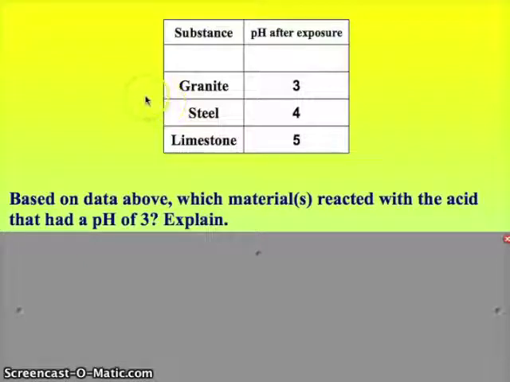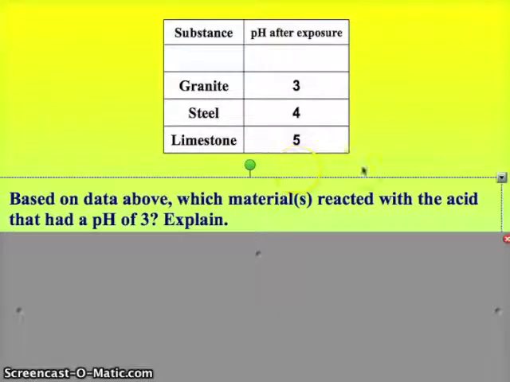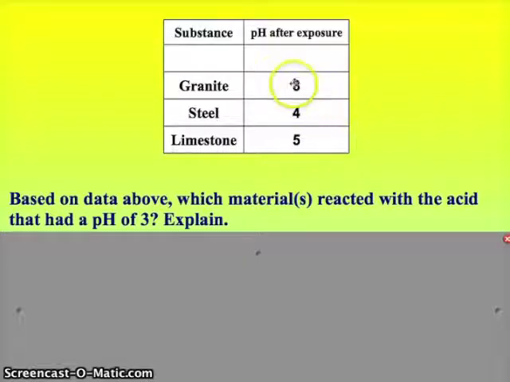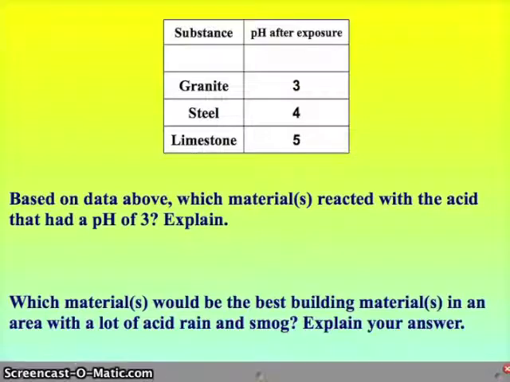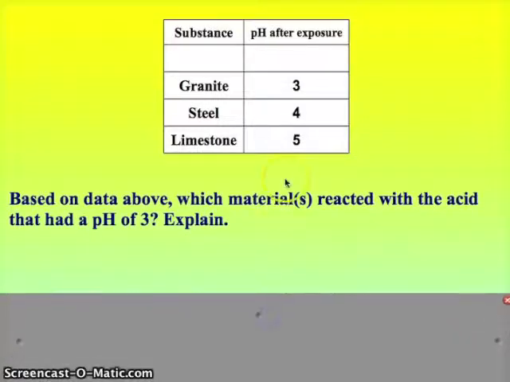This is one of those tricky questions, and it comes from the lab that we did. Based on data above, which material reacts with the acid that had a pH of 3? Explain. A lot of people will come back and say, well, it's granite and steel, right? Well, not actually, because these were exposed to acid rain. They're already in acid and they're staying there. What really reacts is the limestone. So the limestone is what reacts.